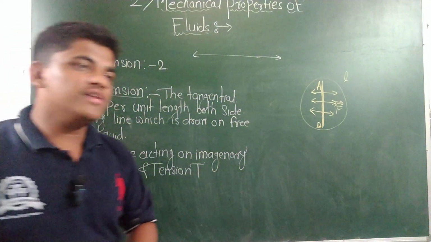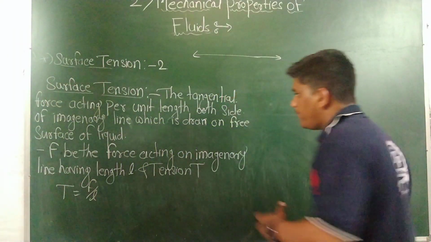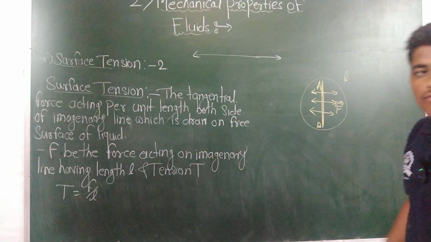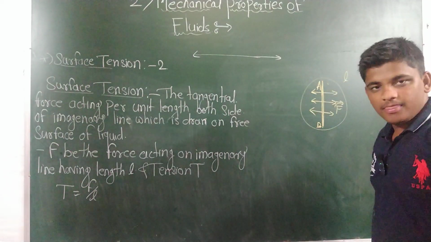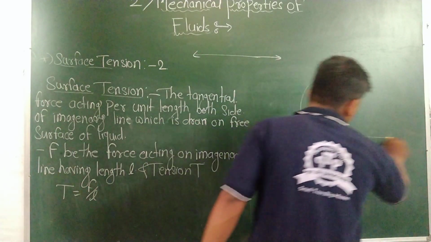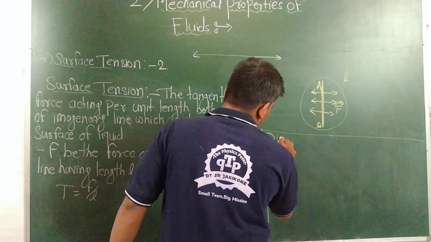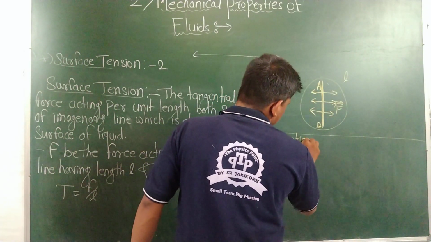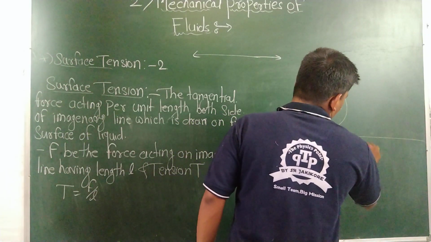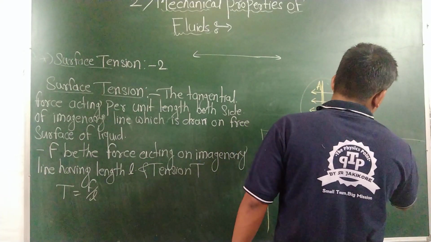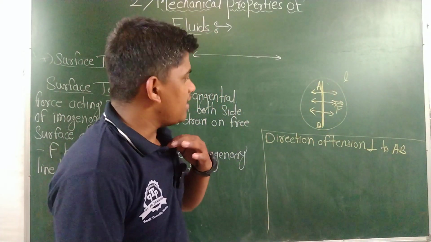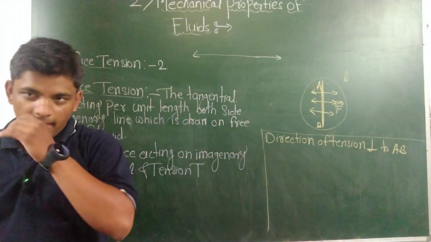Then the direction of the surface tension is perpendicular to the imaginary line drawn on the free surface. The direction of the tension is perpendicular to AB, and also the force is perpendicular to AB.